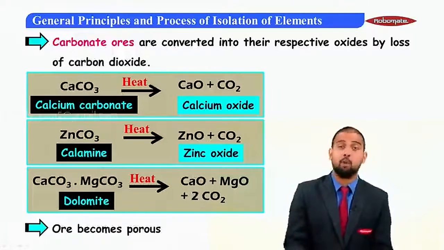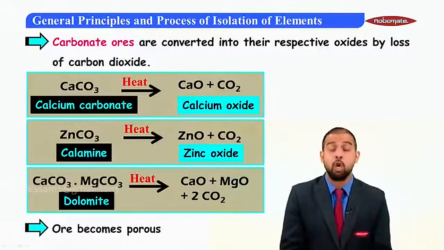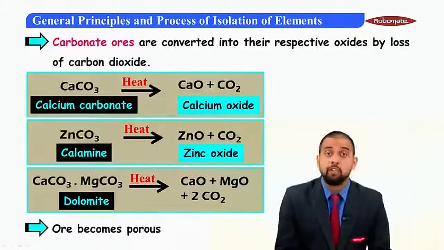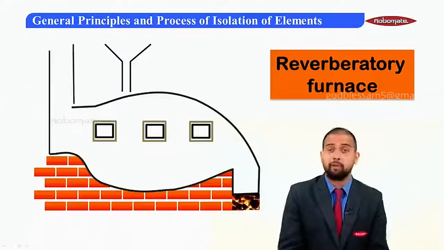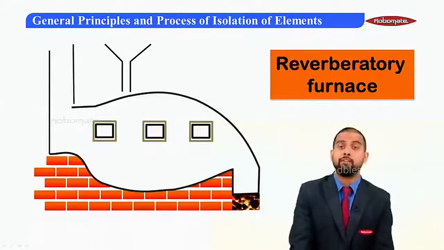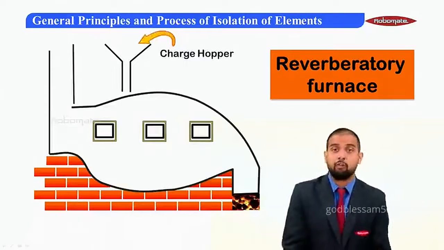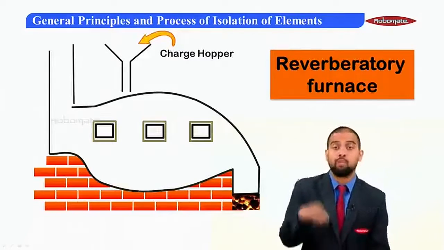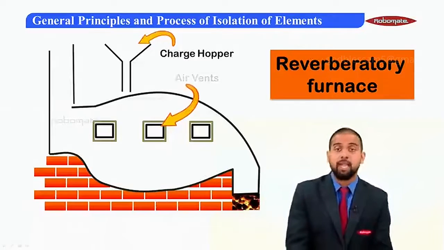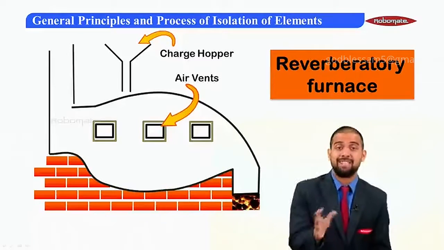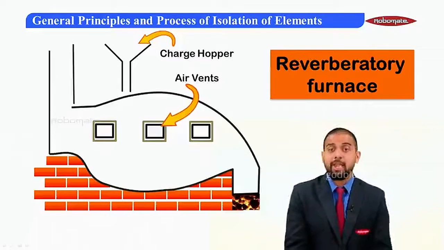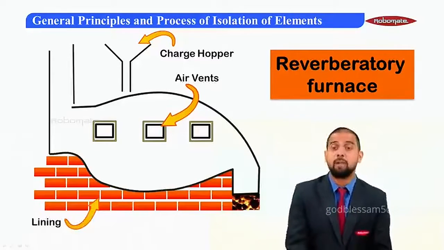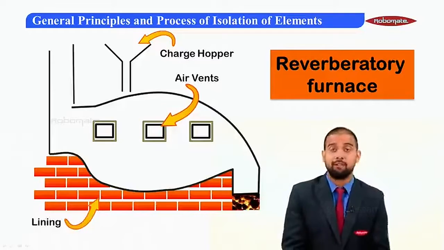Now since we know what is calcination, the next question is, where is this calcination done? Calcination is basically done in a furnace called a reverberatory furnace. The components of the reverberatory furnace are these. First of all, we have a charge hopper through which we can introduce the carbonate ores, and then there are air vents which can maintain the limited supply or absence of air, and then there is a lining made up of refractory material which can withstand a very high temperature.